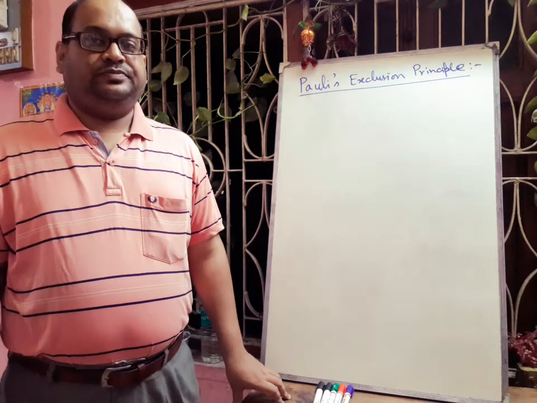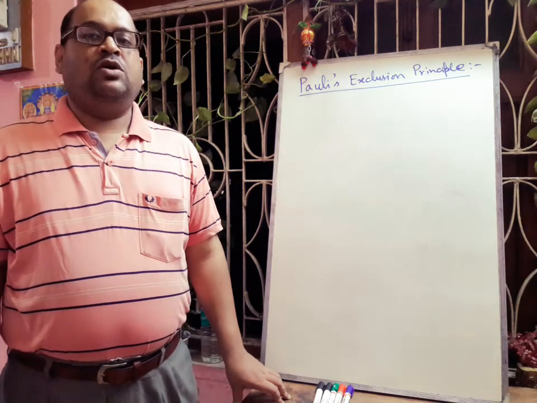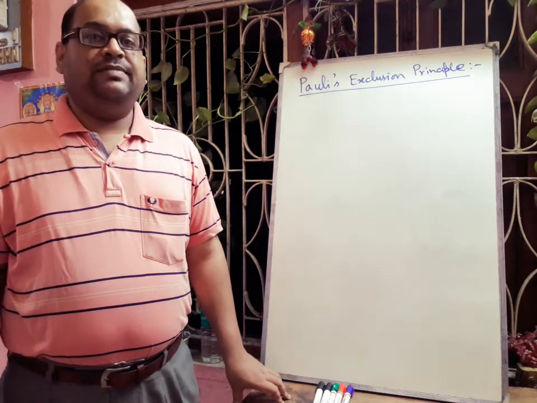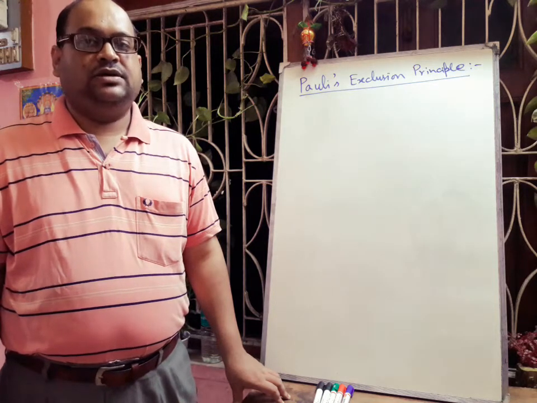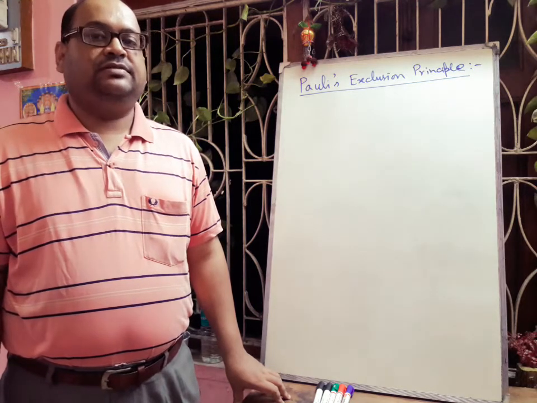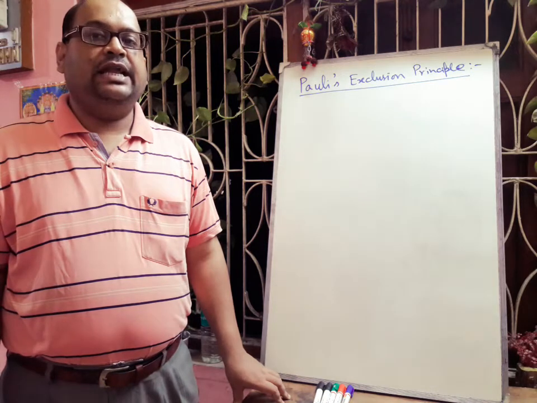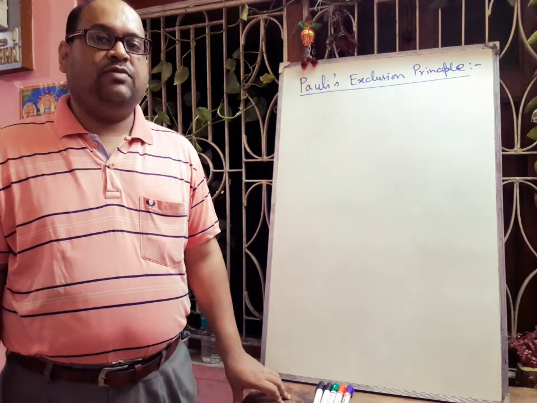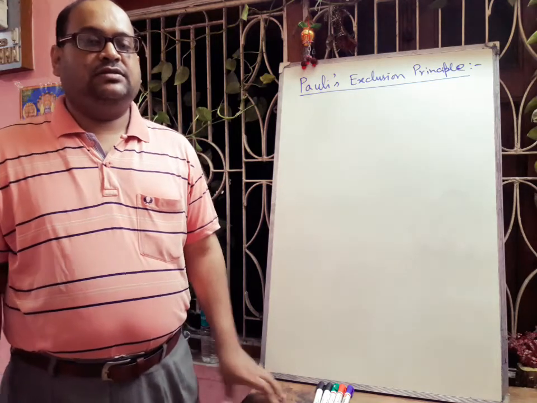Actually, 2 electrons present in the same orbital of the same atom may have the same values of the 3 quantum numbers, but the value of the 4th quantum number must be different. Electrons having the same value of N, L and M are said to belong to the same orbital. We can take one example, then you can understand.